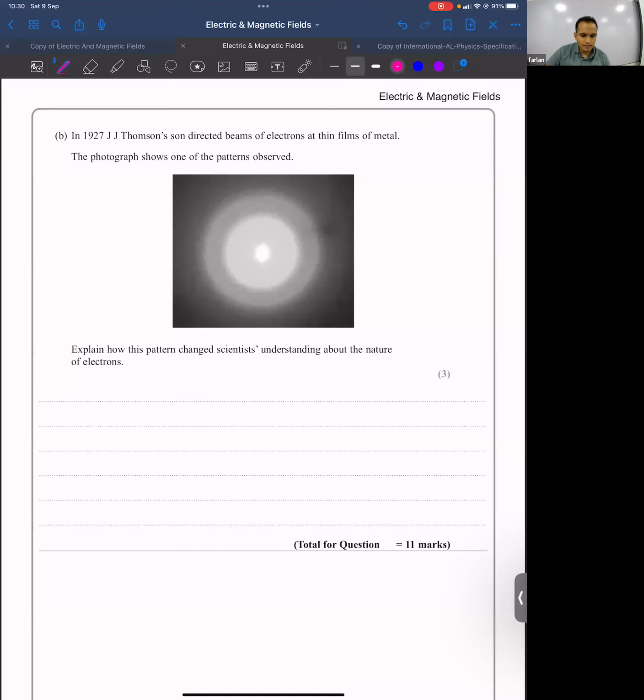Right, here's part B. In 1927, J.J. Thomson's son directed beams of electrons at thin films of metal. The photograph shows one of the patterns observed. Explain how this pattern changed scientists' understanding about the nature of electrons.